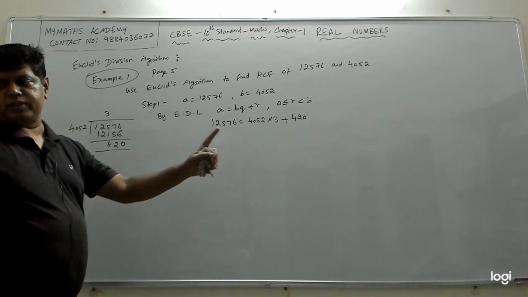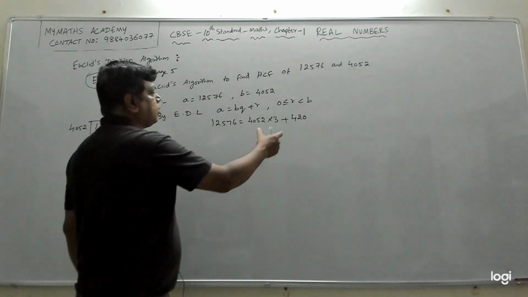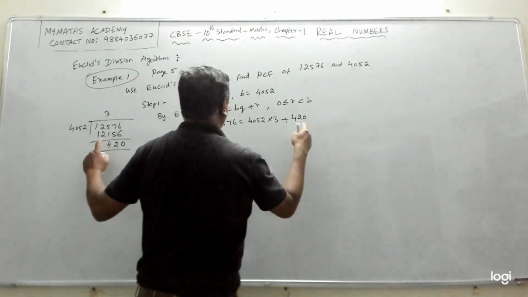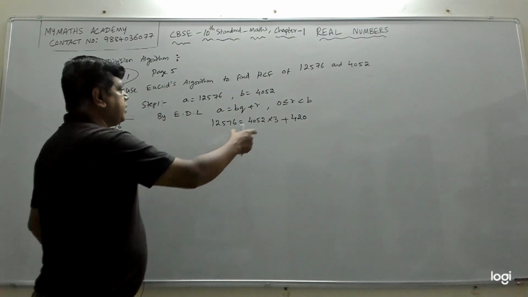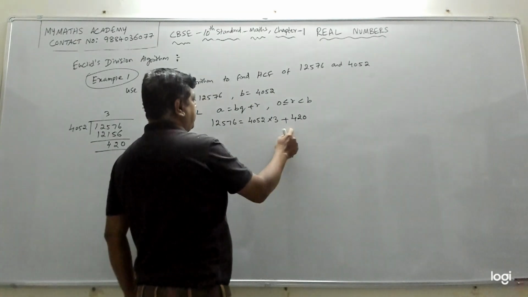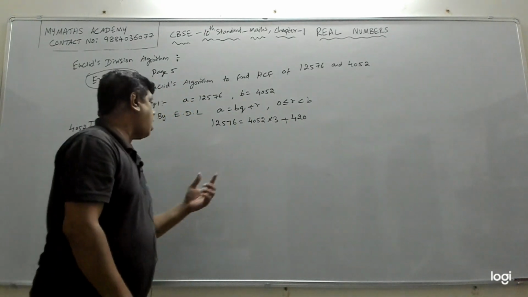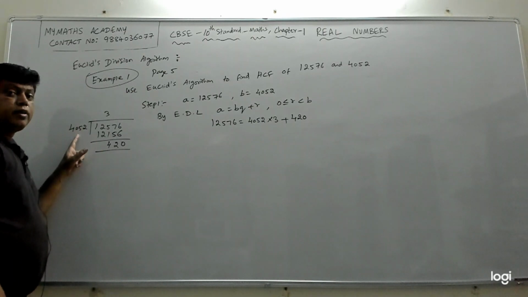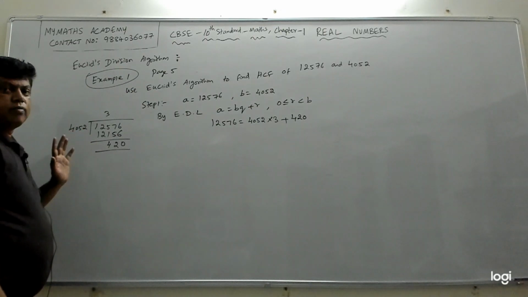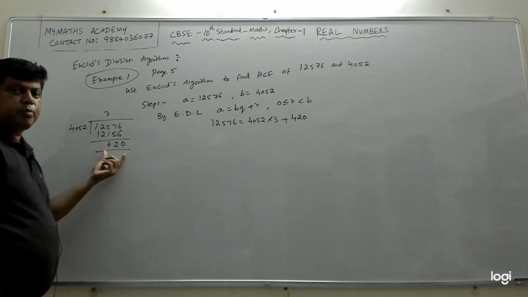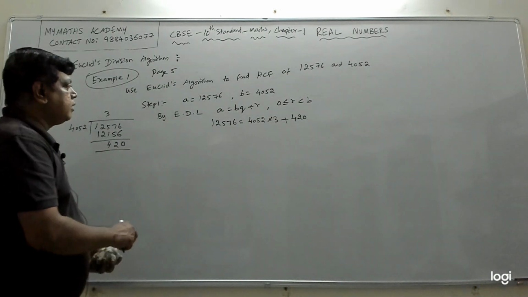Right? And R satisfies the other condition, which we don't have to worry about here. If you want you can keep writing this condition also. But for finding the HCF, we will focus on only this. But you should always make sure that your R is not greater than this. This should be always less than this. And obviously when you divide two numbers, the remainder will be always less than that divisor.